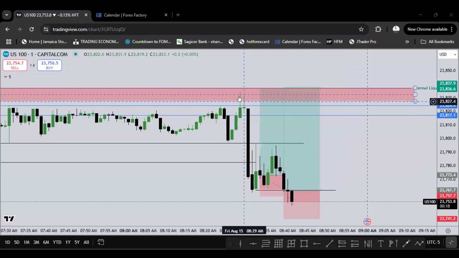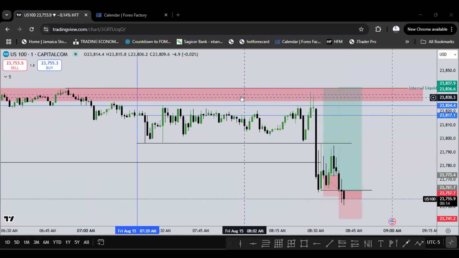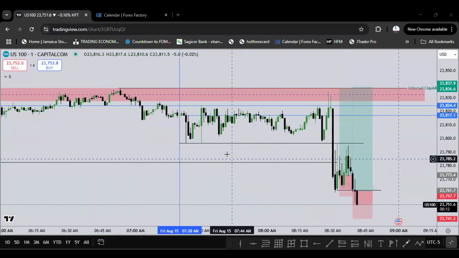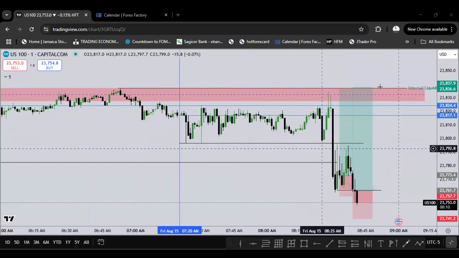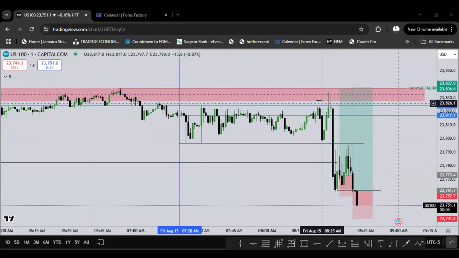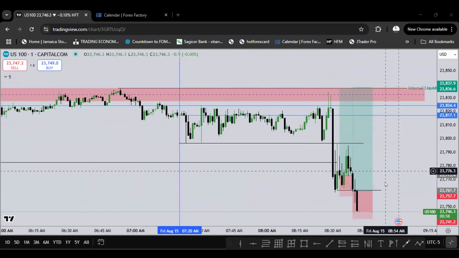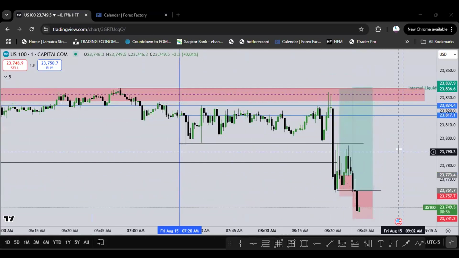This entry we missed because I wanted to see them sweep that high first before going lower. That's what I was saying, that's a short that could have, would have, should have been taken, but I didn't. No big deal. I'm looking for a logical retracement to get an entry. That's what I'm looking at.